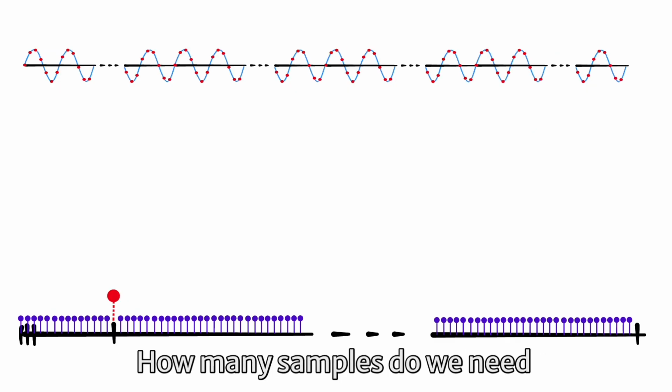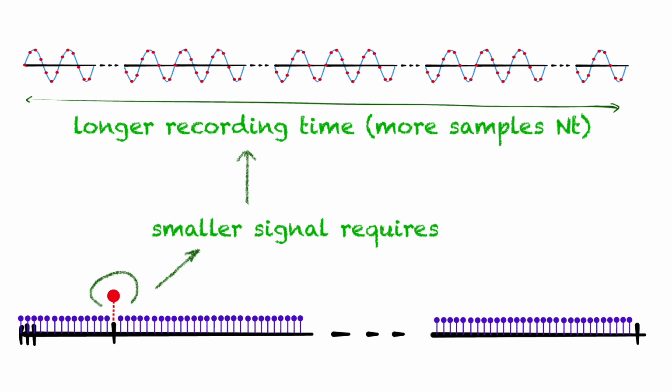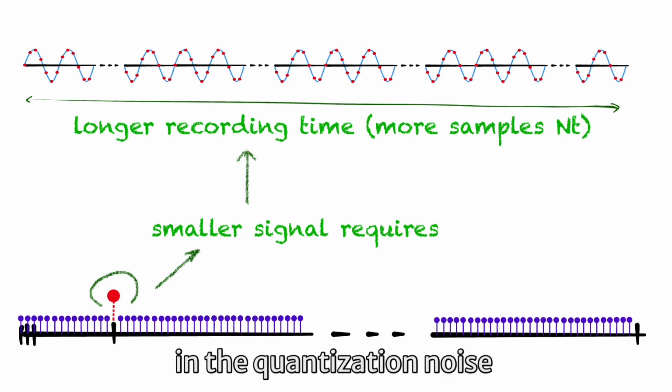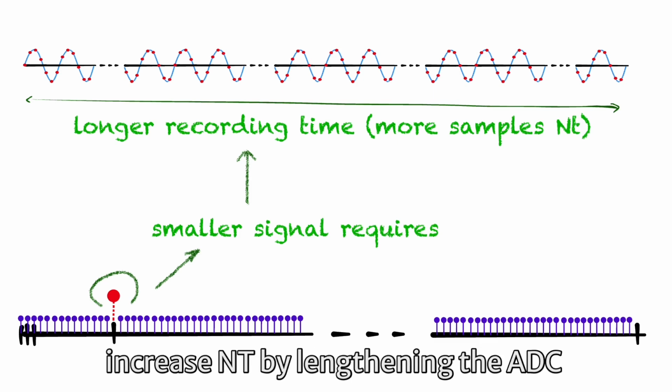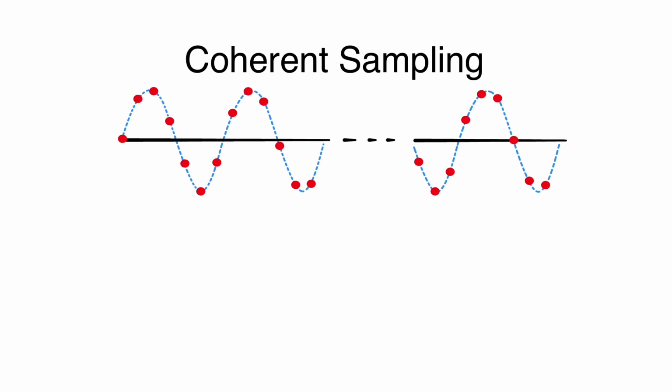How many samples we need depends on how small the signal you want to observe. If the signal is small and buried in the quantization noise, we'll need to increase NT by lengthening the ADC recording time. Let's discuss coherent sampling, a subtle but important point.